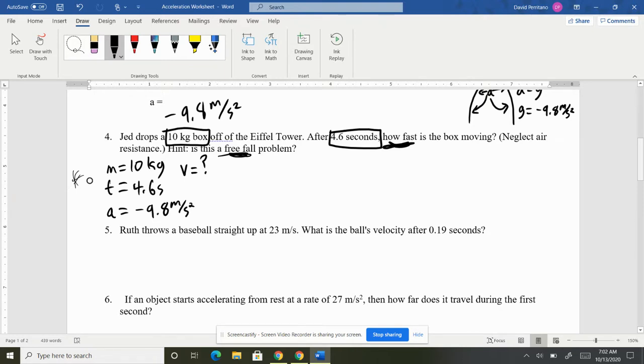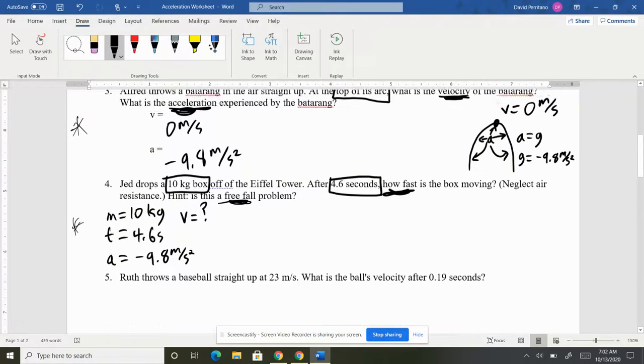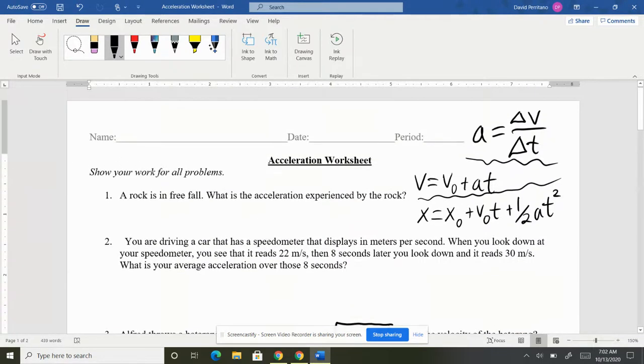Okay? So that list right there, if you make that little list, you're going to be in a good spot to start any given problem. Okay? So we can look at our equations. We want to find velocity. Of our three equations, which one is going to be the best to find velocity? Well, this second one has velocity all on one side already. That's usually a good sign.